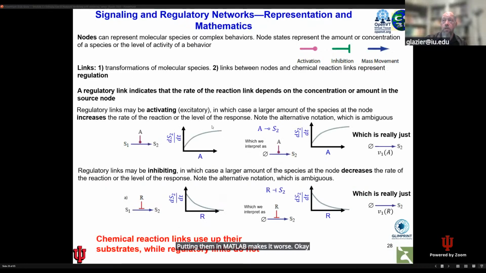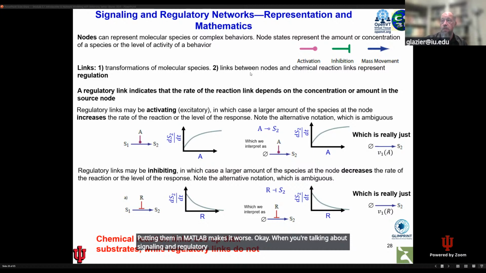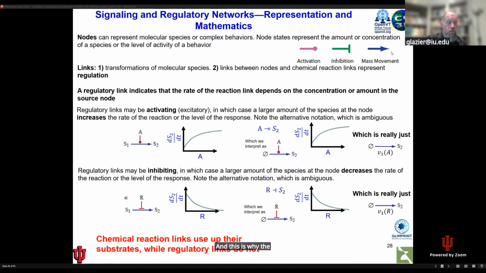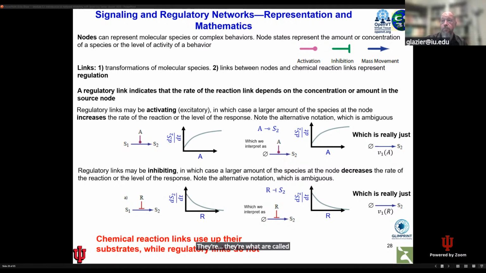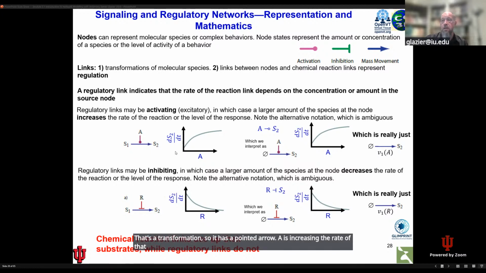Okay. When you're talking about signaling and regulatory networks, you have a concept of activators and inhibitors. And this is why the pointy arrow shouldn't be used, because you don't want to confuse mass transformation with activation. Activators and inhibitors are not used up. They change the rate of a reaction, but they're not used up themselves. They're what are called catalysts. And so here I have a concept, S1 is turning into S2. That's a transformation, so it has a pointed arrow. A is increasing the rate of that reaction. Here, the rate of production of S2 as a function of A goes up.